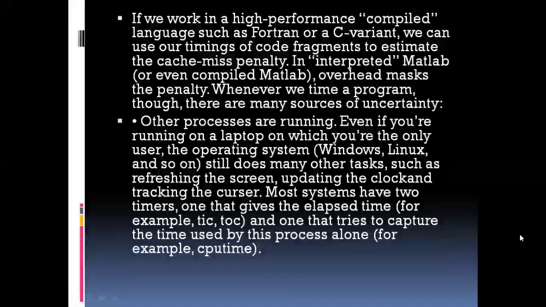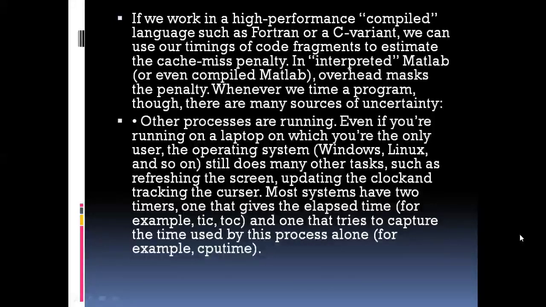If you work in a high performance compiled language such as Fortran or a C variant, we can use timings of code fragments to estimate the cache miss penalty. In interpreted MATLAB, the overhead masks the penalty.